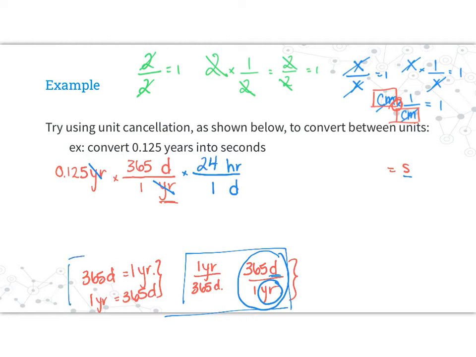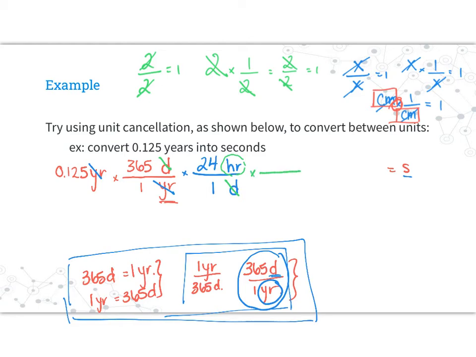Again, I could have written out all of this information for days to hours, but you're going to get more comfortable with just working it out in your head, I'm sure. Okay, so from this point, days cancel, and I'm left with hours. That's the unit that hasn't been crossed out yet. It's the only one left. So if I did my calculation at this point, if I multiplied 0.125 by 365 by 24 and divided by 1, I would get the number of hours in 0.125 years. So because we don't have our desired unit, we need to keep going.